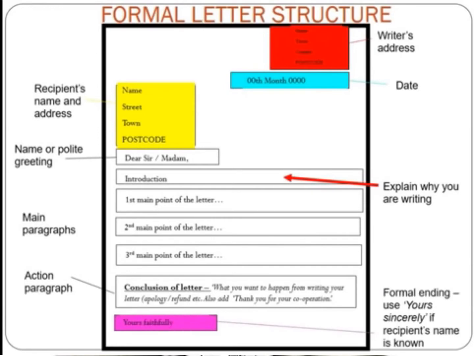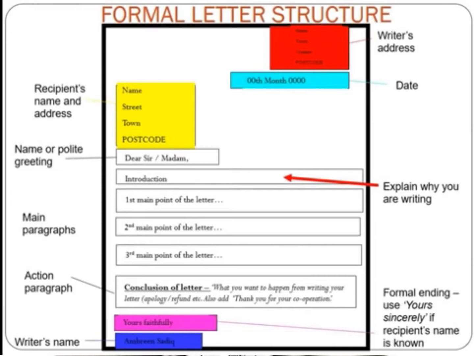Okay, and then you're going to put yours faithfully or yours sincerely. If it's yours faithfully, you're going to have dear sir or madam. But if you put the name of the person, for example, dear Mr. Smith, you would say sincerely, and then you would just put your name at the end. Capital letters on.